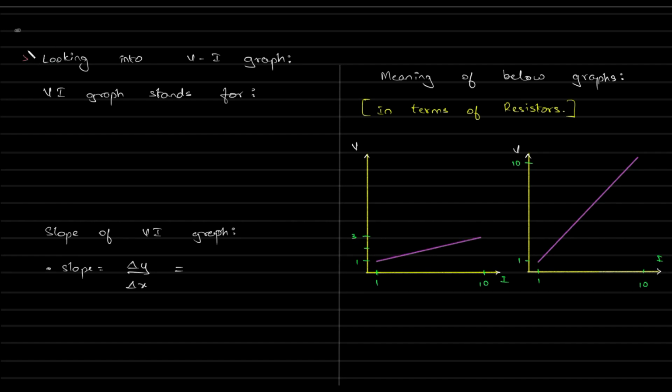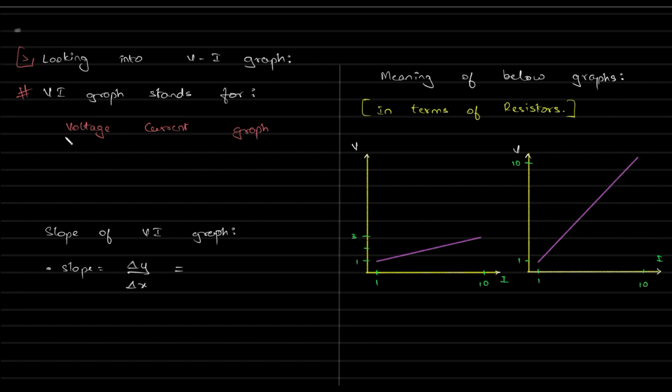One of the things that we used for verifying Ohm's law was the VI graph. Let's understand about the VI graph a bit better. It's going to help us understand the concept better and also answer quite a few tricky questions. First thing is, VI graph stands for voltage-current graph.